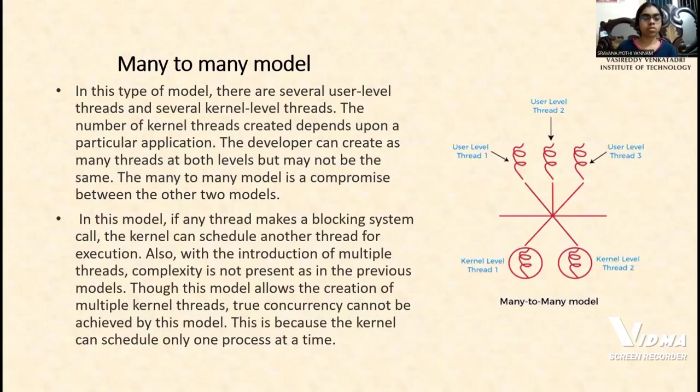Also, with the introduction of multiple threads, complexity is not present as in the previous models. Though this model allows the creation of multiple kernel threads, true concurrency cannot be achieved by this model. This is because the kernel can schedule only one process at a time.